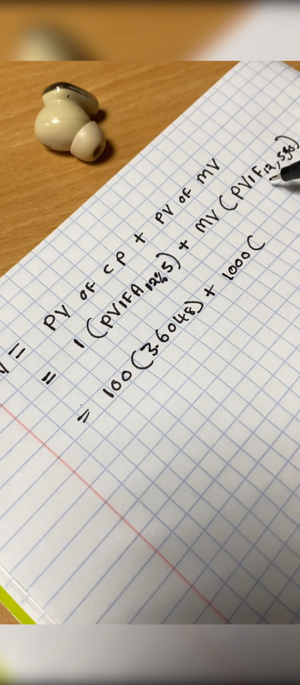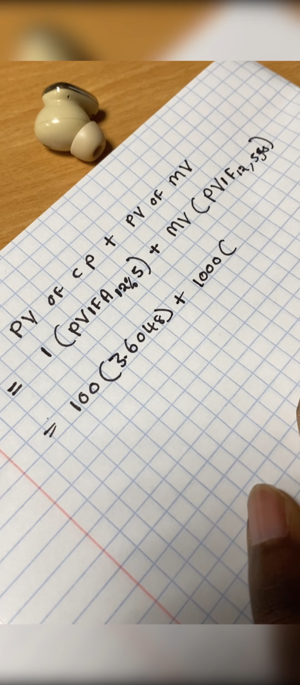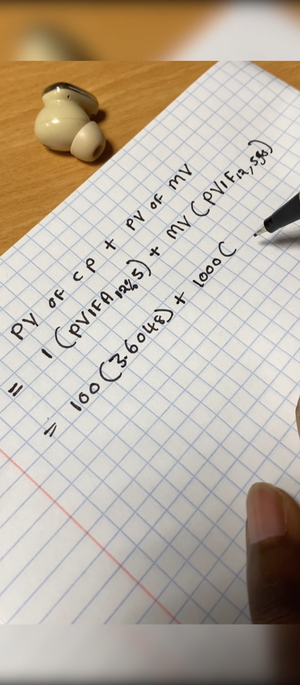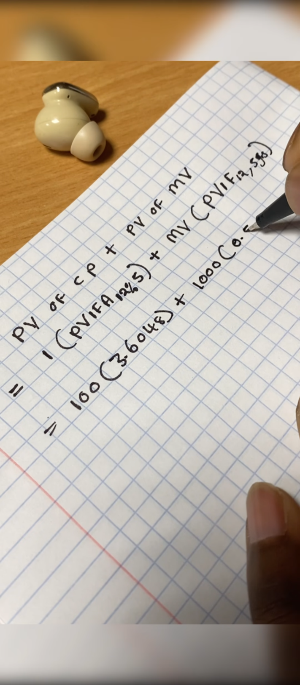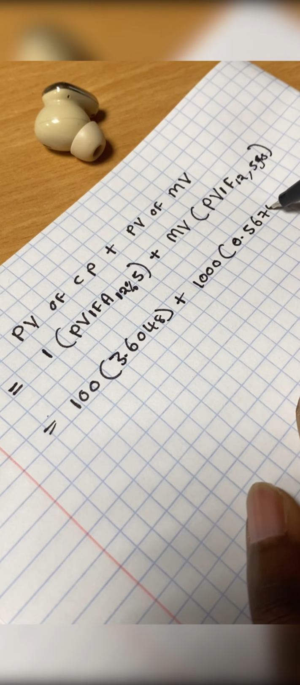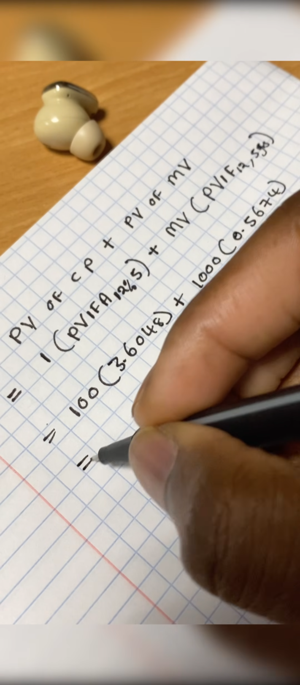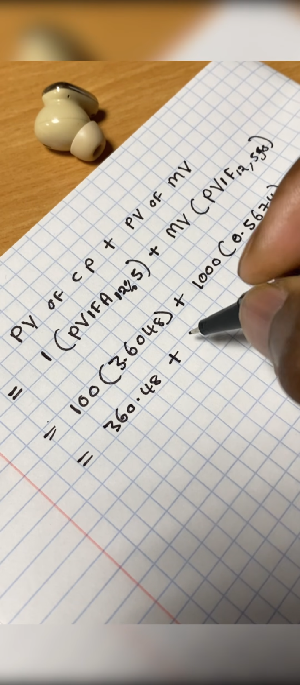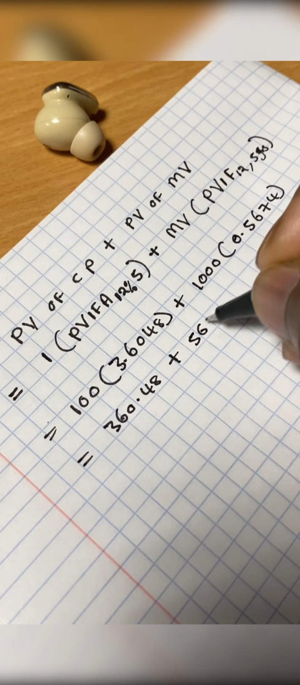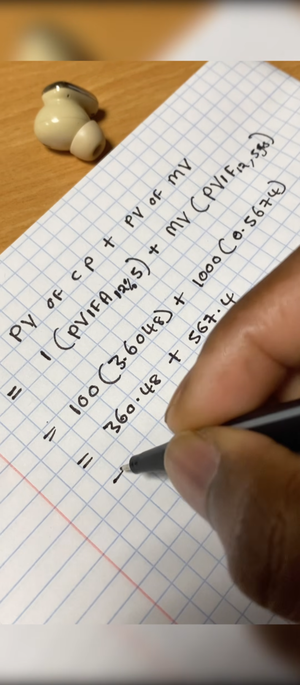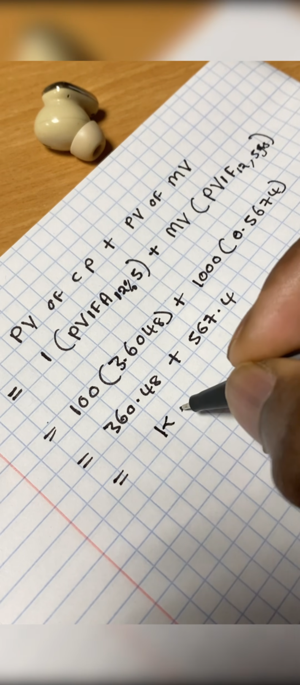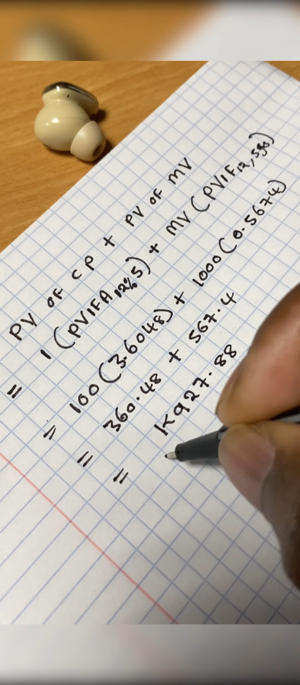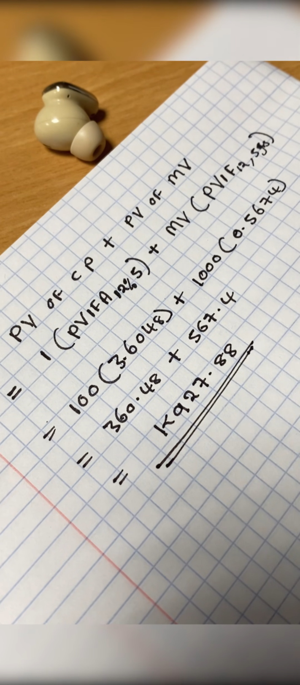The present value interest factor is in the table also, the other one that was on top. So we are checking for 12% at 5 years. We will find 0.5674. So I can multiply this side, it's giving me 360.48, plus this side, when I multiply, it's giving me 567.4. So I can add the two, and it's giving me 927.88. So this is the value of the bond, or the true value of the bond.